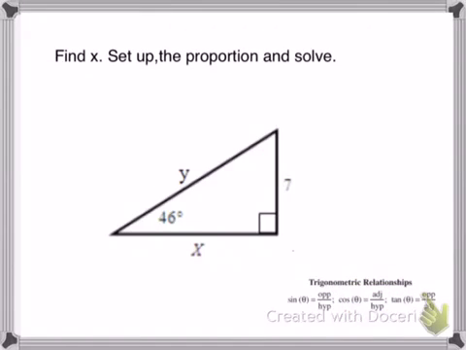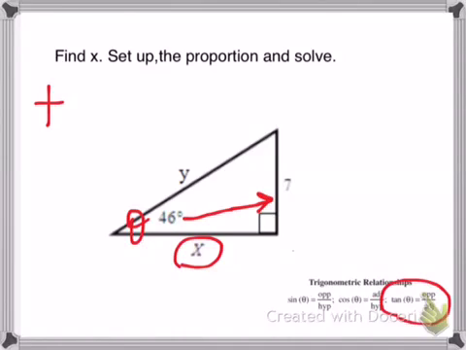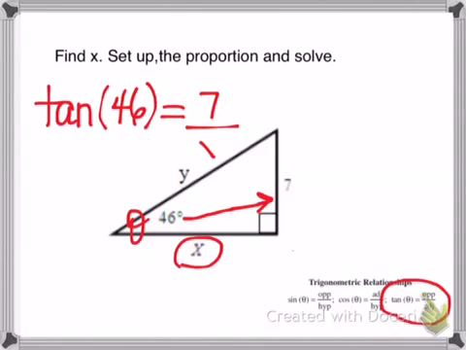The next question, again, wants us to find x. We're going to let theta equal 46. Since we're finding x, we can use the opposite side and the adjacent side, so that would use tangent. So I would say tangent theta, which in this case is 46, equals the opposite side, which is 7, over the adjacent side, which is x. We want to set up a proportion, so we're going to put it over 1.